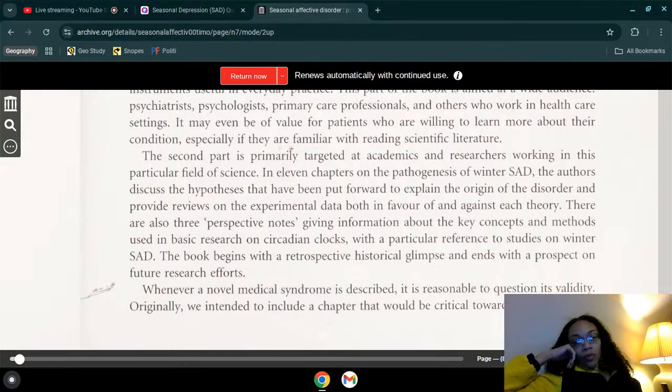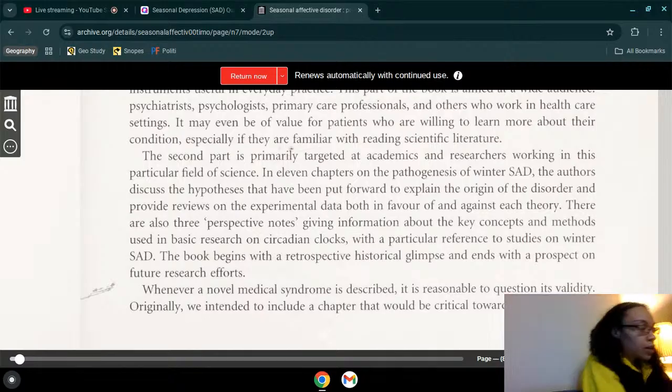There are also 3 perspective notes giving information about the key concepts and methods used in basic research in circadian clocks. Circadian clocks that are delayed.